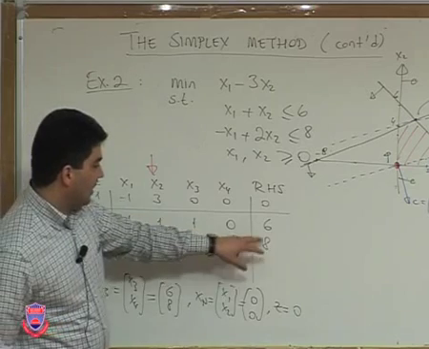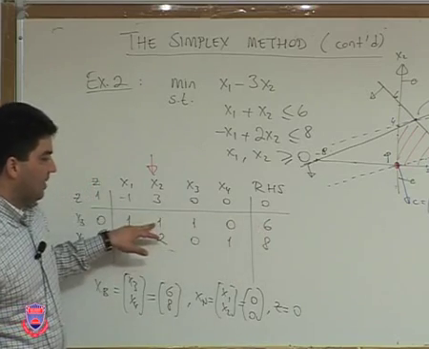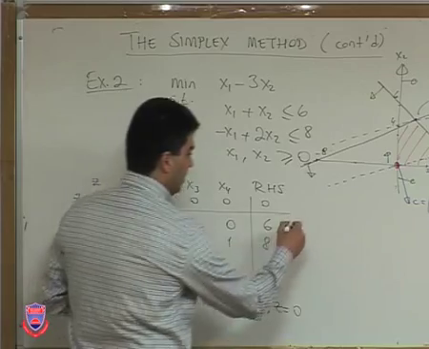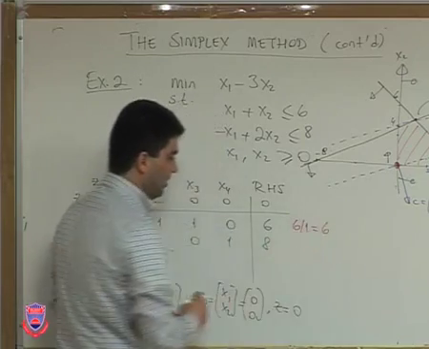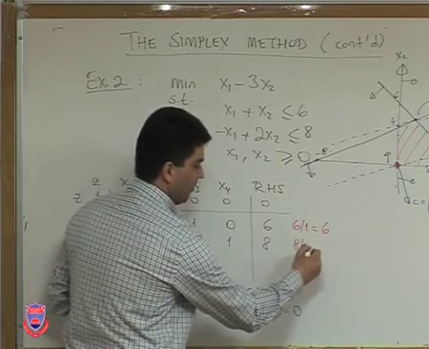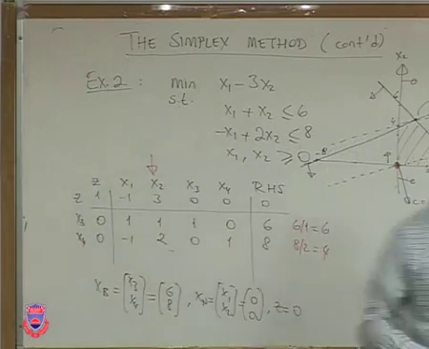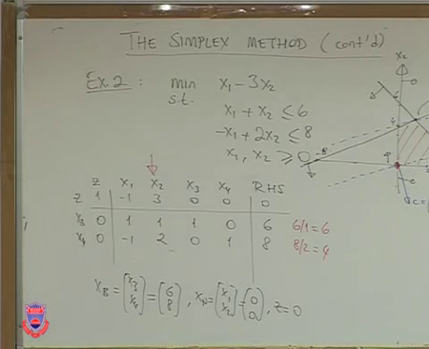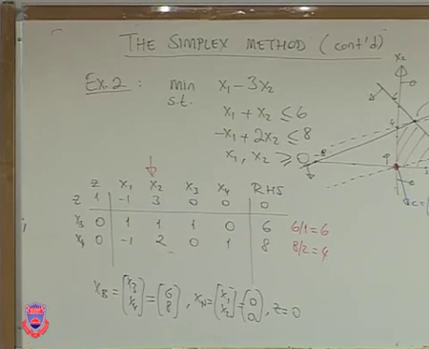Then I look at the ratio of the right-hand side value to this entry. For the first one, I have 6 divided by 1, which is equal to 6. And for the second one, I have 8 divided by 2, which is equal to 4. So what do those ratios mean? The first ratio tells you that you can increase x2 up to 6 and still satisfy the first constraint. The second ratio tells you that you can increase x2 up to 4 and still satisfy the second constraint.